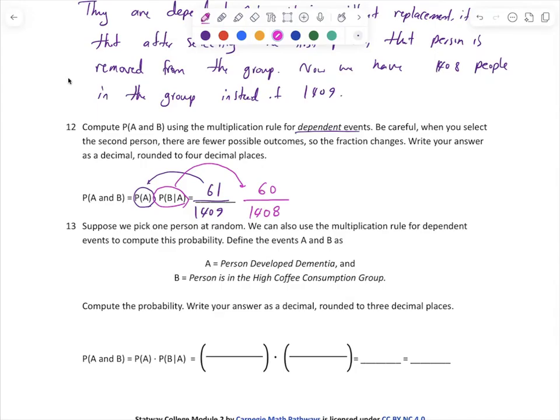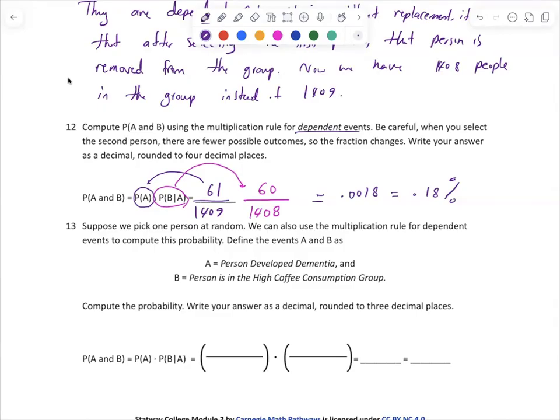We removed the first person from the group. So now the total number of people is 60 who developed dementia out of the total number of people, which was initially 1,409. Now it is reduced to 1,408. If you do the multiplication, give me a moment. Let me multiply this together for you. It's about 0.0018 or 0.18%.